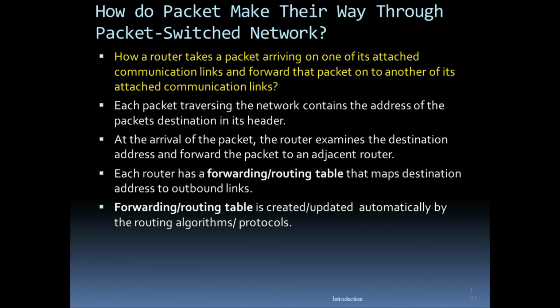How do packets make their way through a packet switched network? How does a router take a packet arriving on one of its attached communication links and forward that packet onto another of its attached communication links? Each packet traversing the network contains the address of the packet's destination in its header. On arrival of the packet, the router examines the destination address and forwards the packet to an adjacent router. Each router has a forwarding routing table that maps destination addresses to outbound links. The forwarding routing table is created and updated automatically by the routing algorithm protocol. We will see these topics in detail in the next videos.